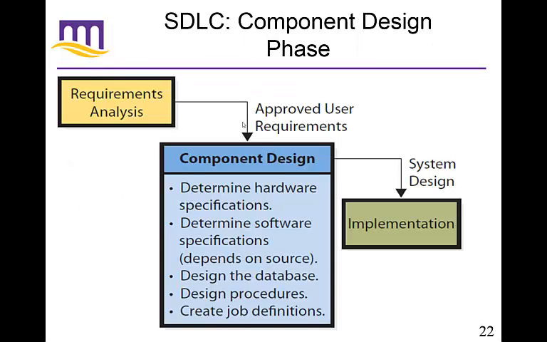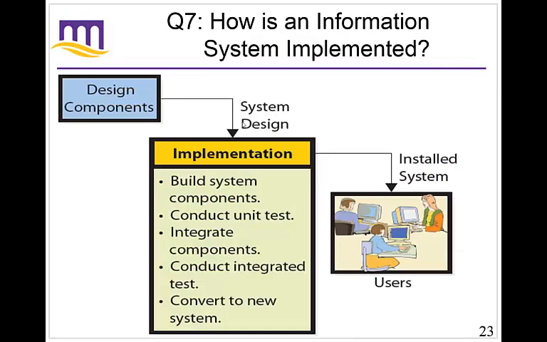So once you have the requirements of what it needs to do, then you have to look at the components and actually determine the exact specifications of how you're going to do it. So the design phase can be very complex. It's turning those requirements into a specific information system design. Once you have the design, then you can actually start building your system, and that's called the implementation.